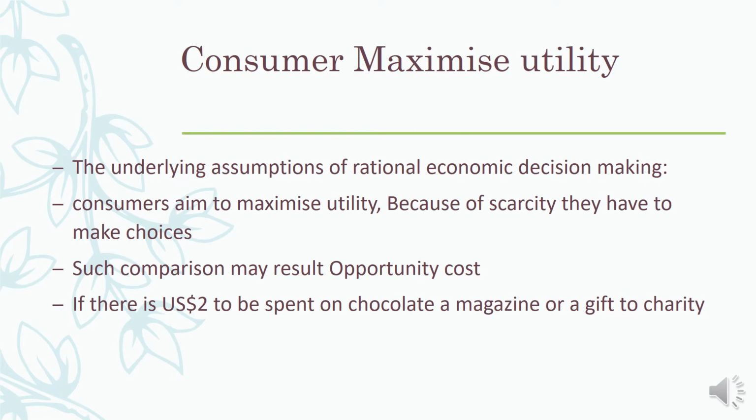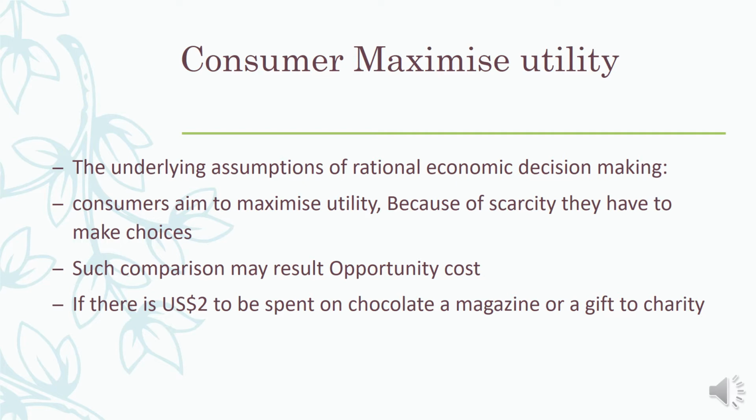In rational behavioral economics, they are saying that consumers will always maximize utility. The underlying assumption of rational economic decision making is that the consumer aims to maximize utility. In rational economics, a consumer being rational means what? The consumer will try to maximize utility. Utility means what? The satisfying capacity of a commodity.